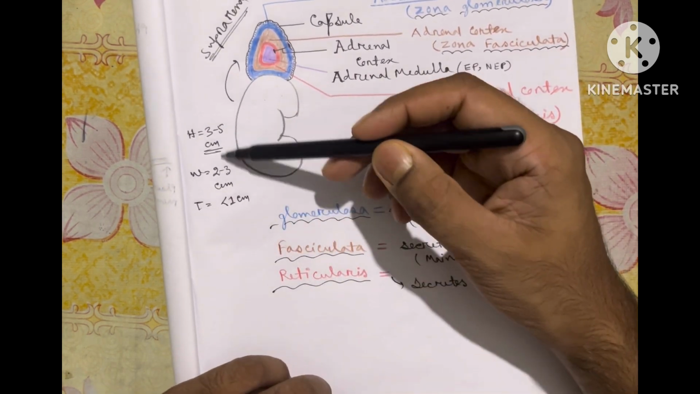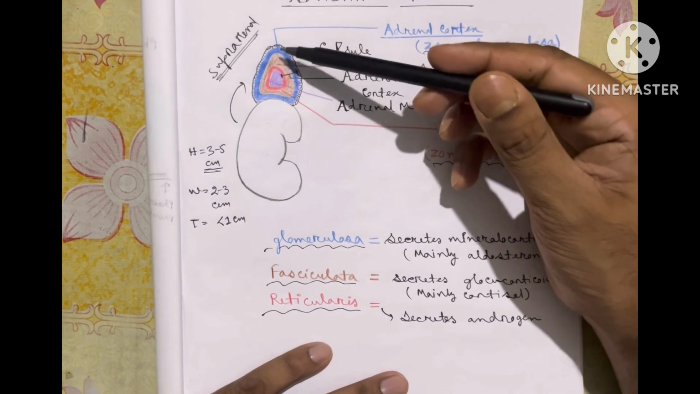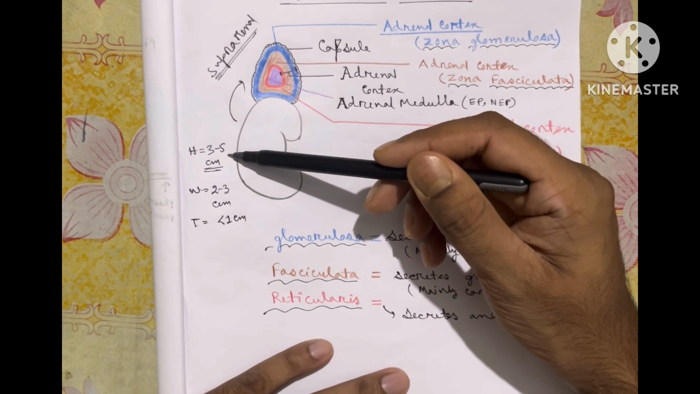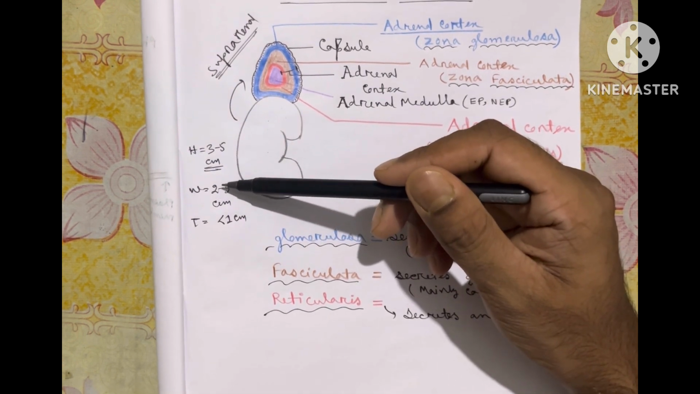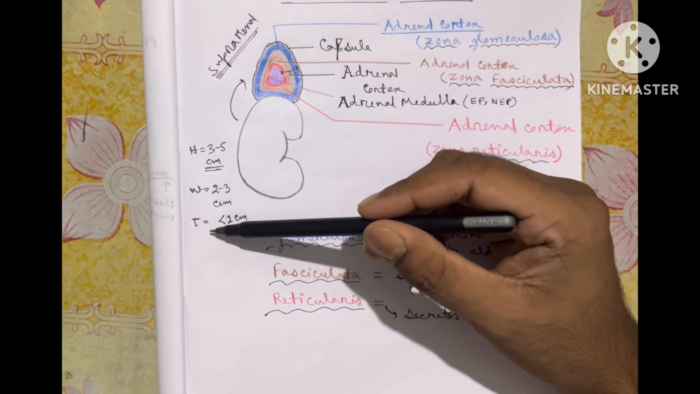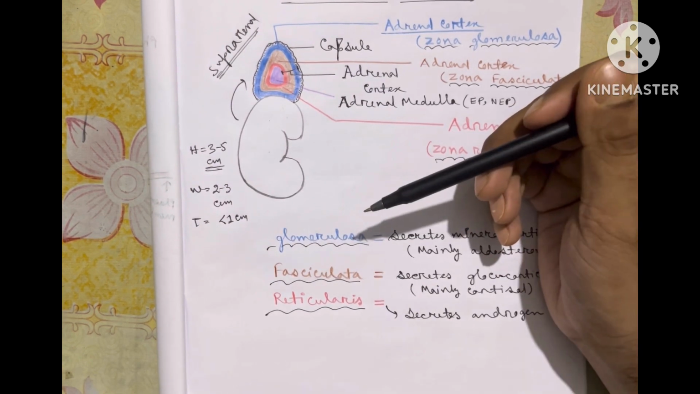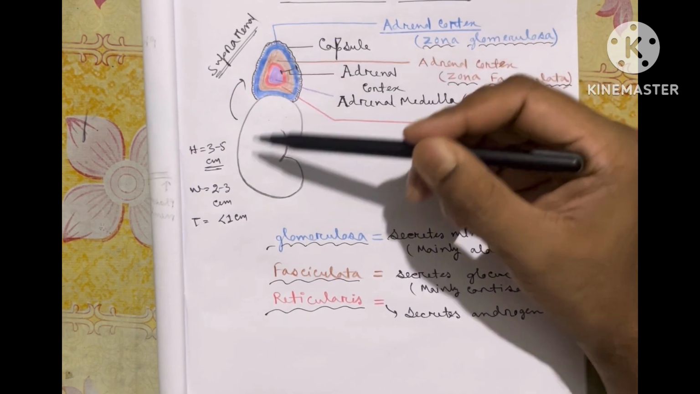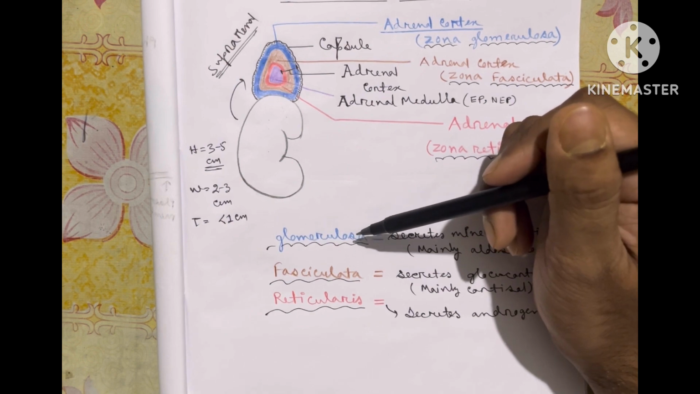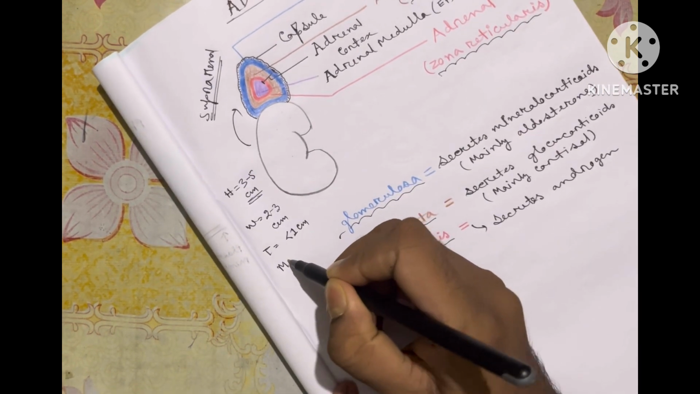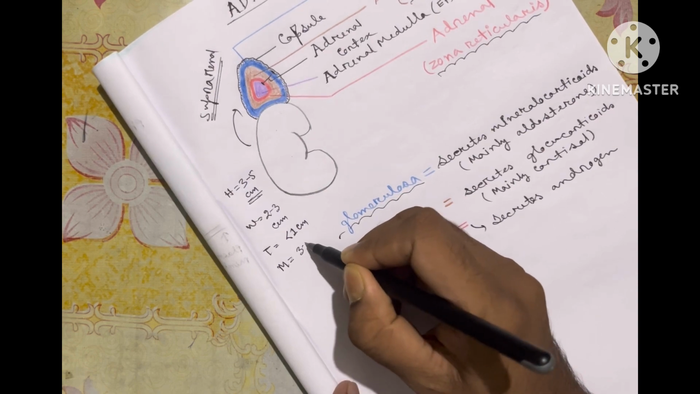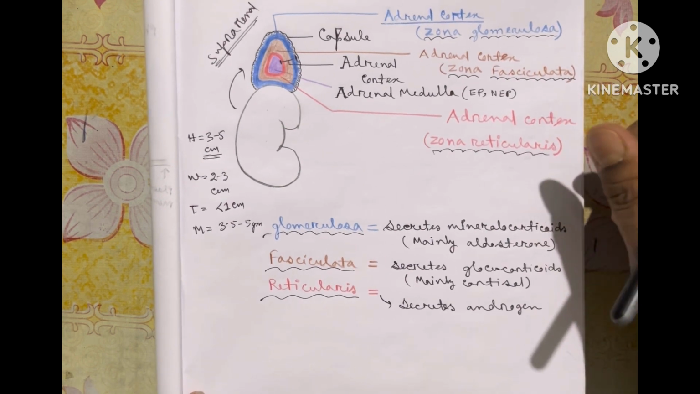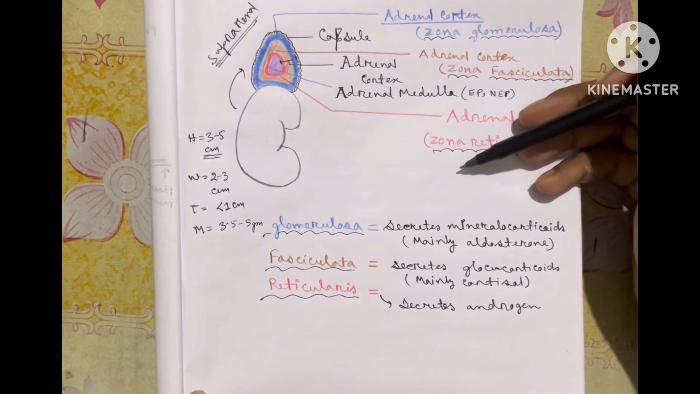So this is the basic morphology of adrenal glands. What is the height, width and thickness? Height is 3 to 5 centimeter in an adult, width is 2 to 3 centimeter, and thickness is less than 1 centimeter. And what is the mass? The mass is almost 3.5 to 5 gram for a single adrenal gland.